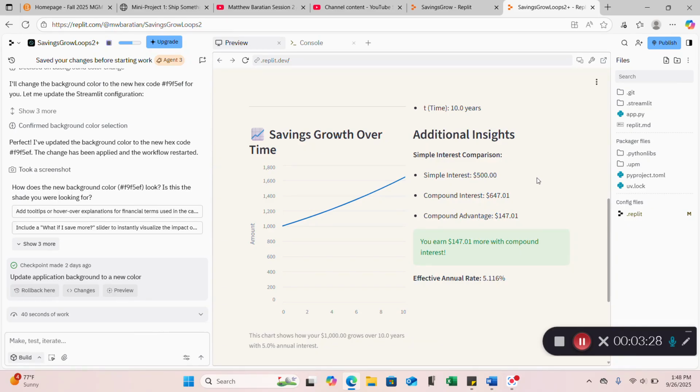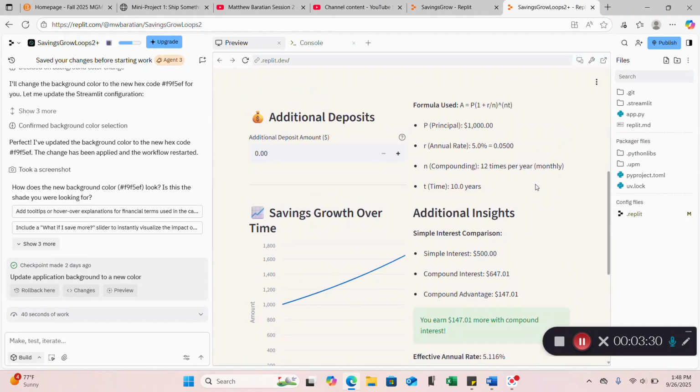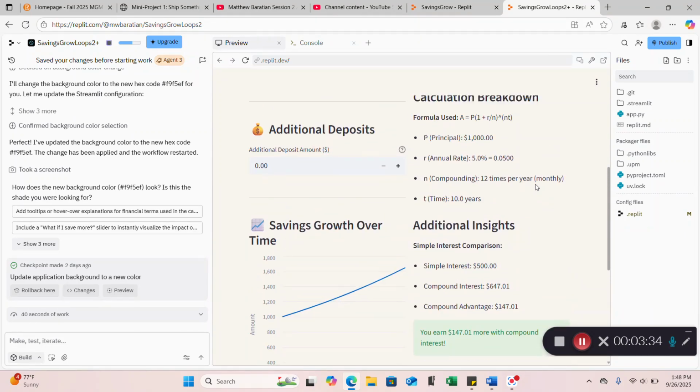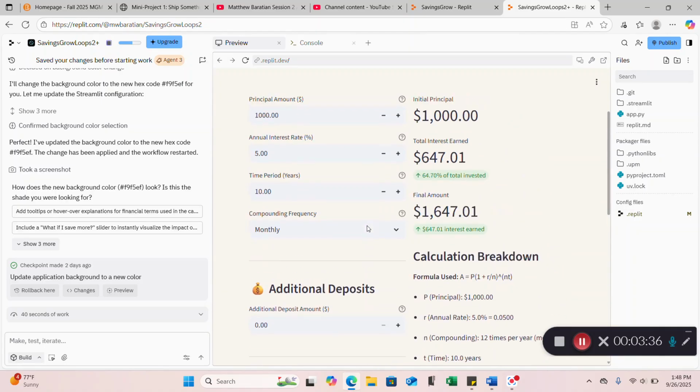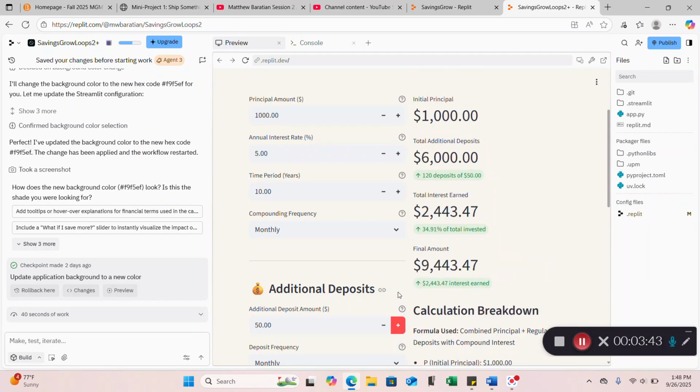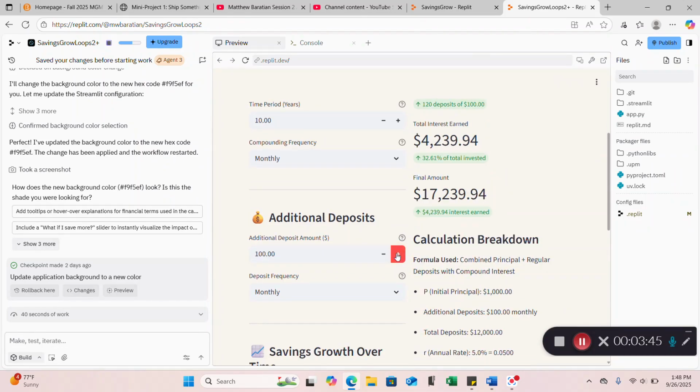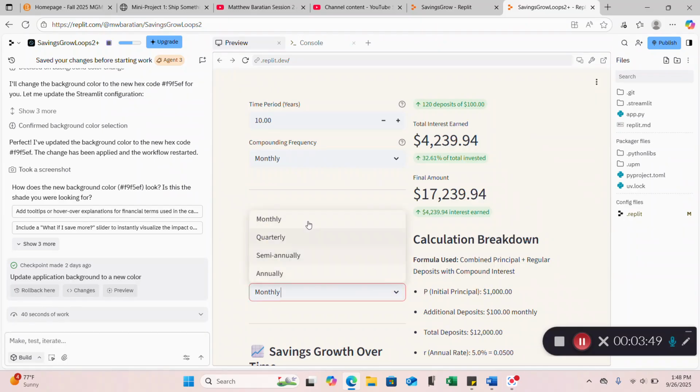But in this case, I decided to say, hey, if this is me, I'm only putting money in. I'm not really taking money out. So I added an additional deposits feature to it. With this, again, in real time, it changes. So if I want to put $50 in, or say $100, they can change the frequency from annually all the way to monthly.